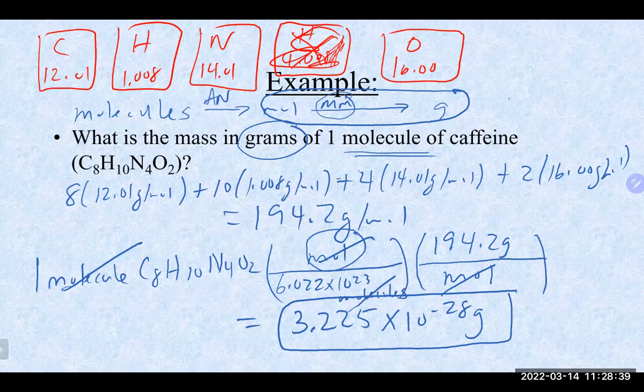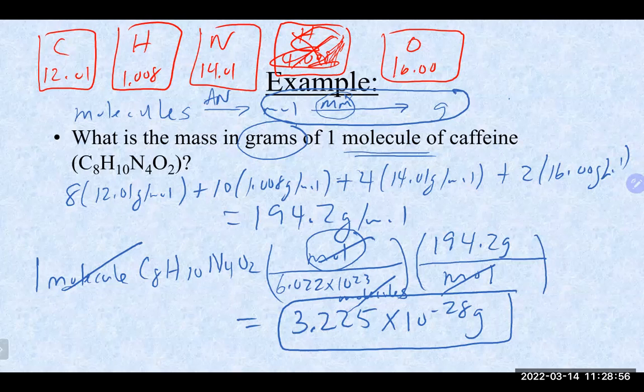Other questions? Questions on molar mass, Avogadro's number, how to calculate these things? Again, calculating grams to moles, moles to grams, you do a lot. So that molar mass from the periodic table, very important calculation.